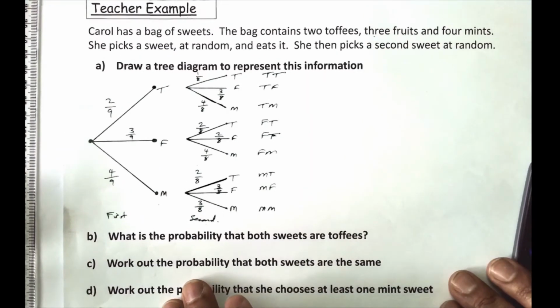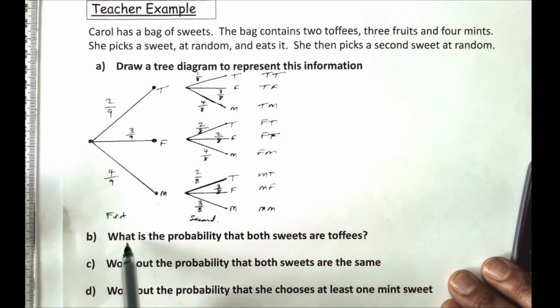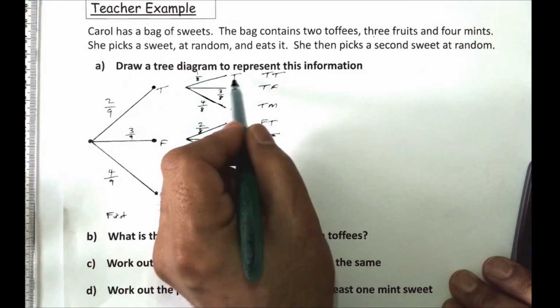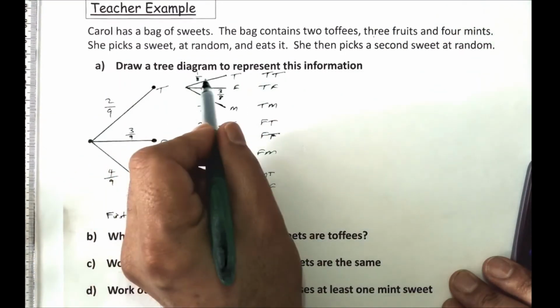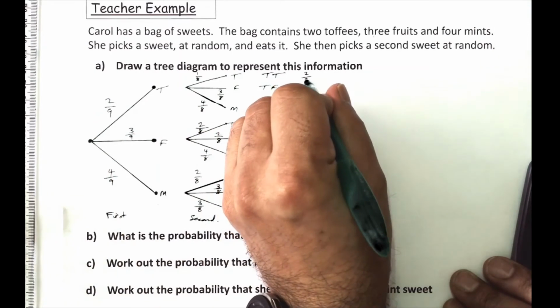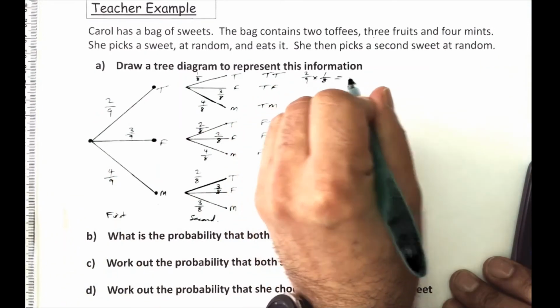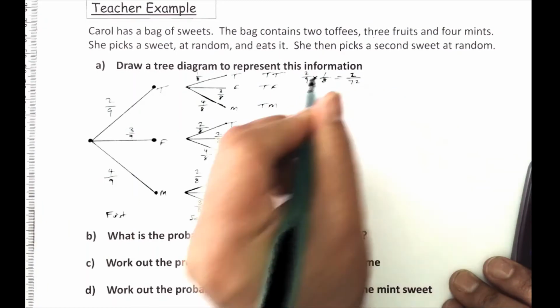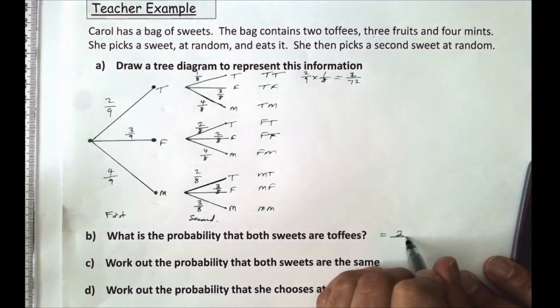So for this next part, part A, what is the probability that both sweets are toffees? So for toffee and toffee, we follow that path. So it'll be 2 over 9 times 1 over 8, which is equal to 2 over, 9 times 8 equals 72. So that is equal to 2 over 72.